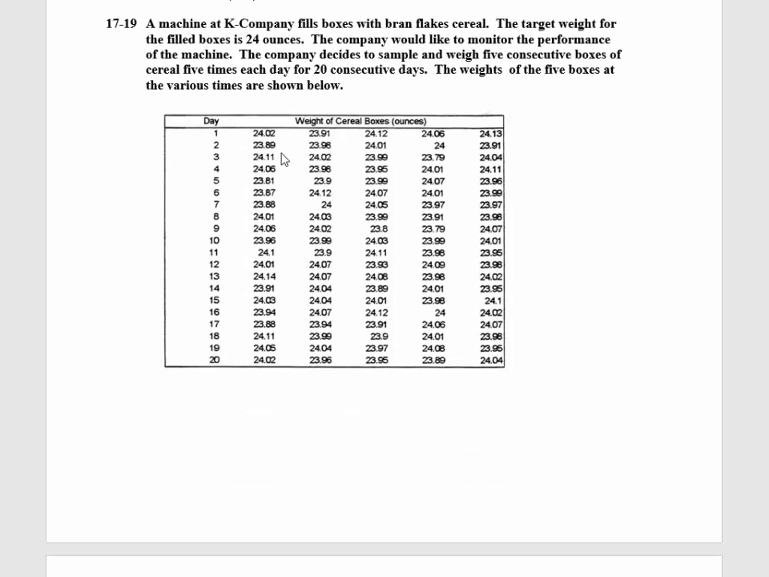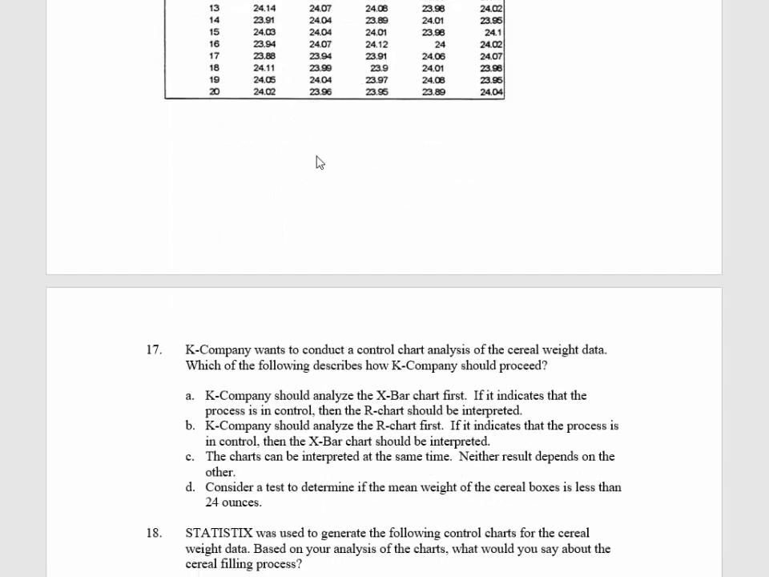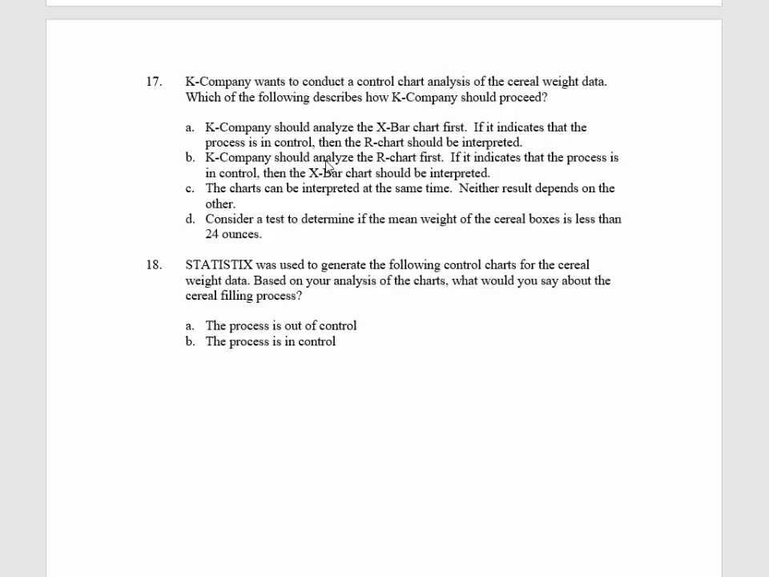All right, 17 through 19, the quality improvement. Some questions on that. K Company fills cereal boxes. Target weight is 24 ounces. We collect some data. The weights of the 5 boxes are shown. And so we're going to do some control charts. The K Company wants to conduct a control chart analysis of the cereal weight data. Which of the following describes how K Company should proceed?